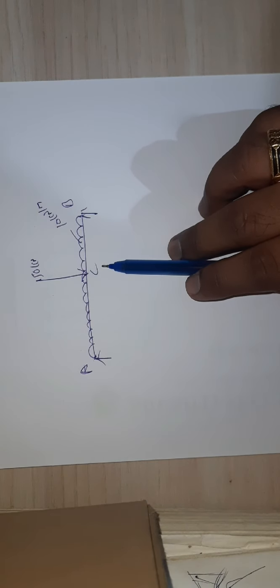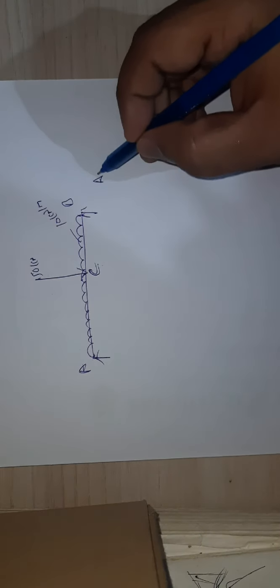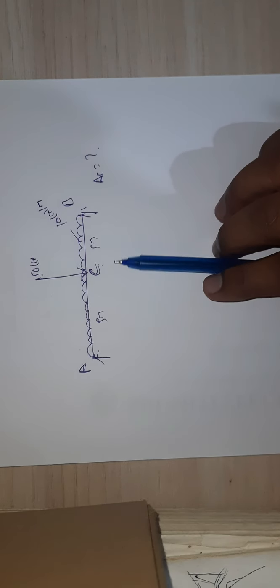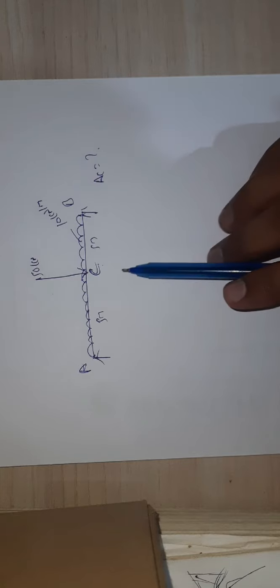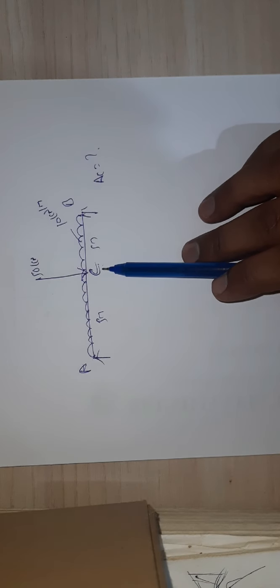So you need to find out the deflection at point C. Deflection at point C means delta at C. We need to find it at the midpoint. So this is 5 meters and this is 5 meters. In this example we need to find the deflection at point C, and they may ask to find it by using the unit load method.